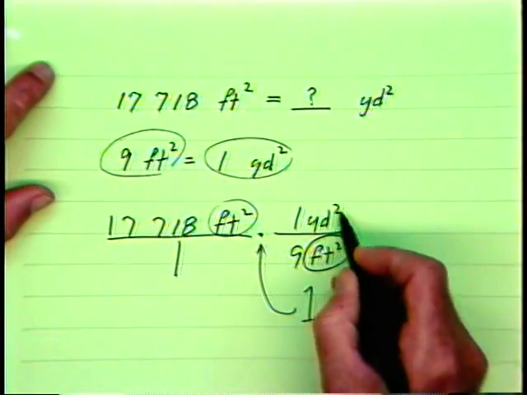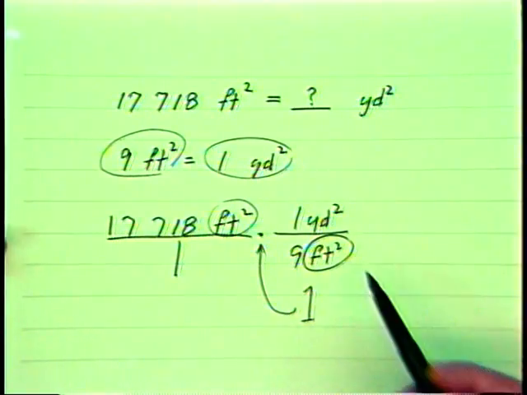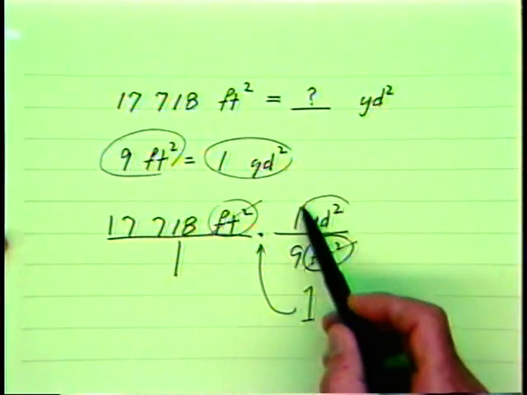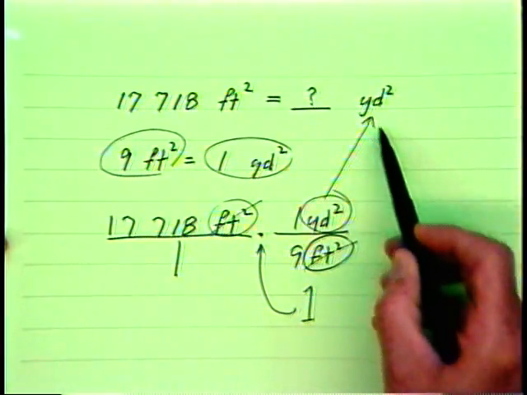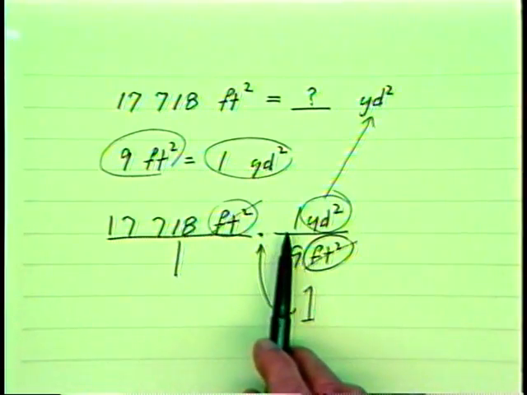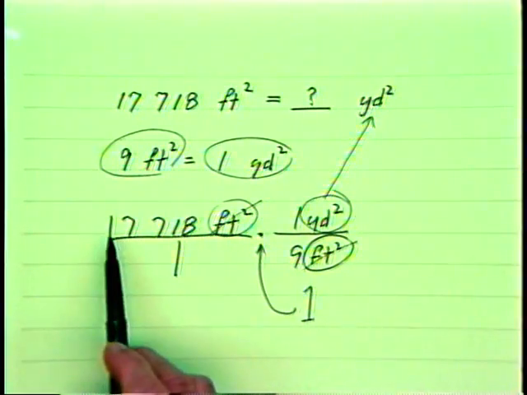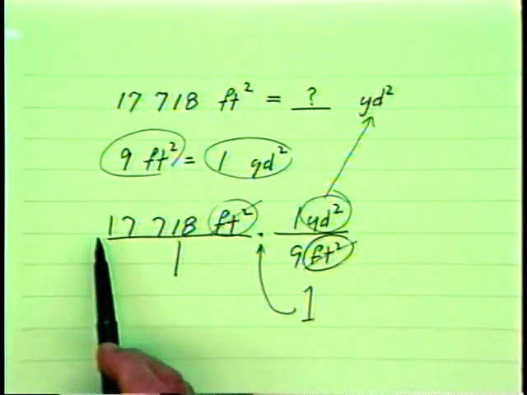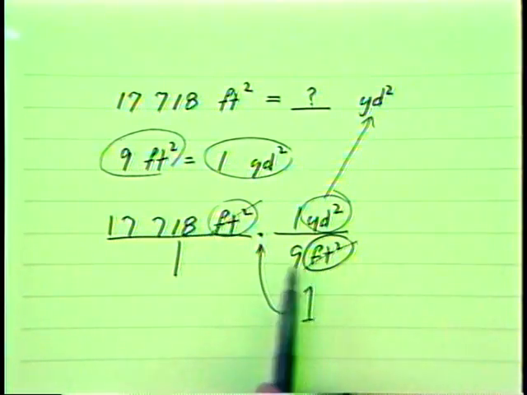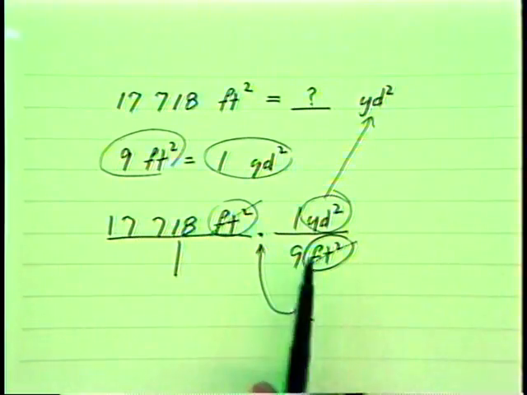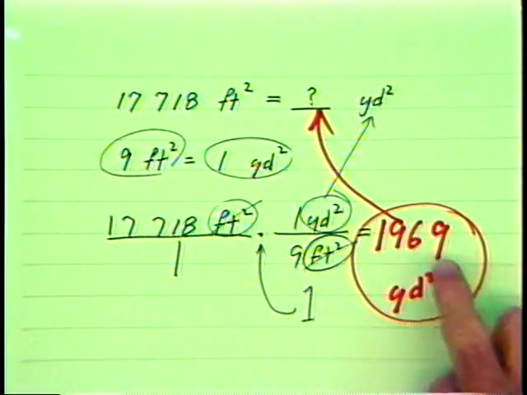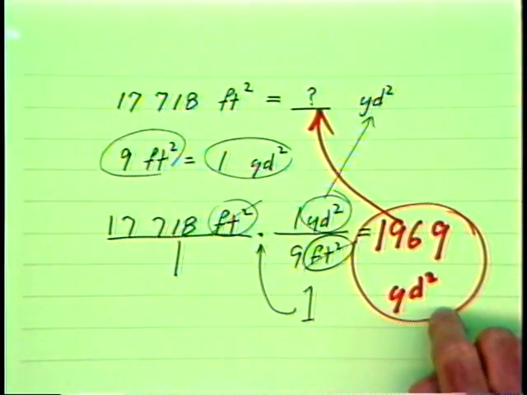Do you recall this from 2 lessons ago? Now the square feet cancel out, leaves me with square yards, which is what I wanted. So now I simply do as the indicated arithmetic is given to me. 17,718. This dash means divided by, so divided by 9. So I'm going to divide this by 9, and doing that, I get 1,969 square yards.